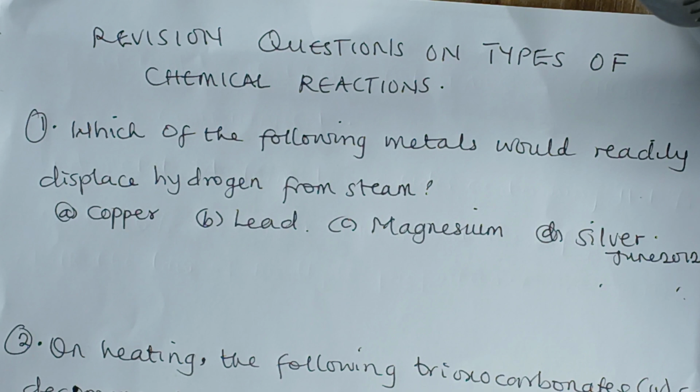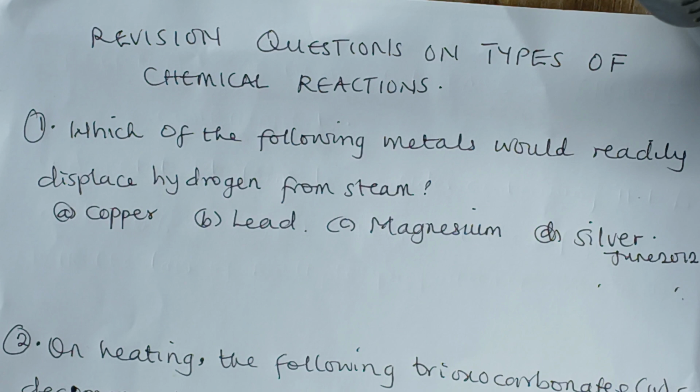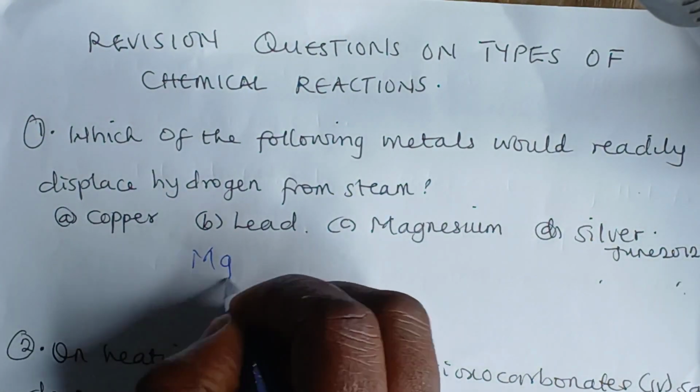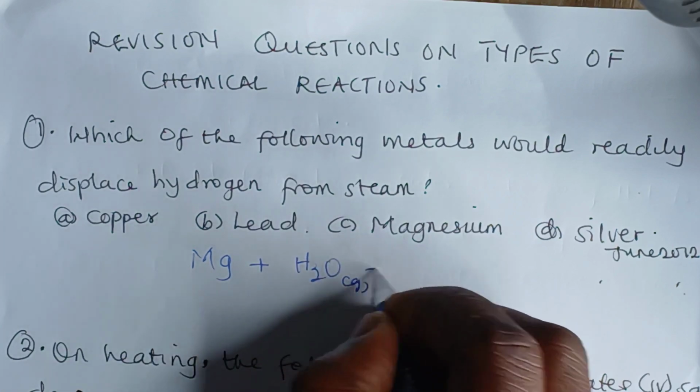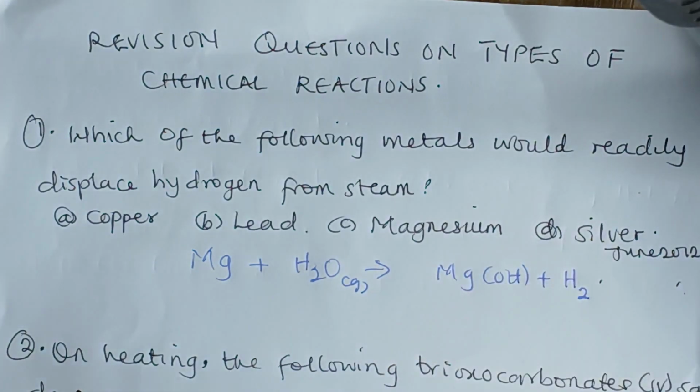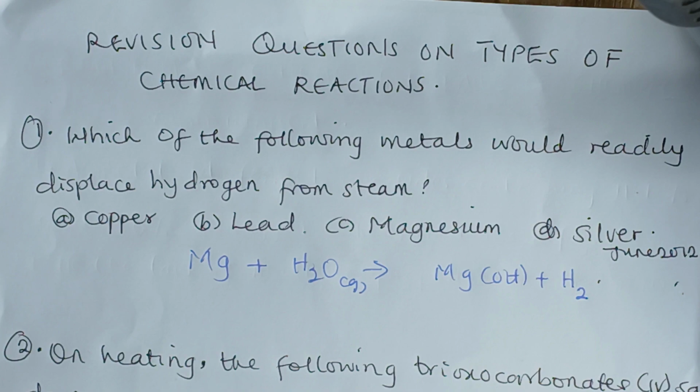For instance, silver and copper don't react with either steam or cold water to liberate hydrogen. Lead reacts with steam. Magnesium too reacts with steam, but magnesium readily reacts with steam, unlike lead. So the best answer here is magnesium. Magnesium here reacts with water in gaseous form to form magnesium hydroxide and also forms hydrogen gas, while lead will not liberate hydrogen gas.